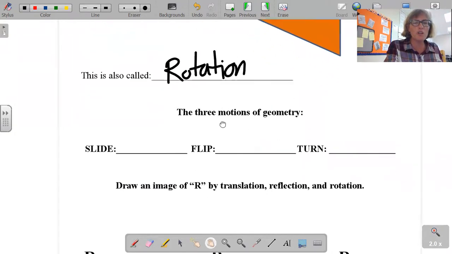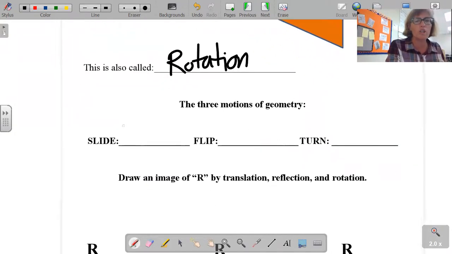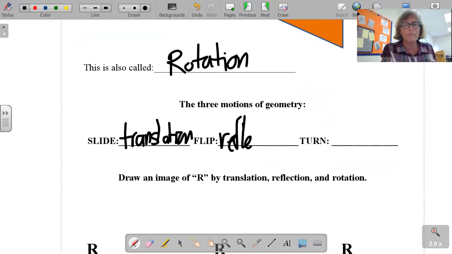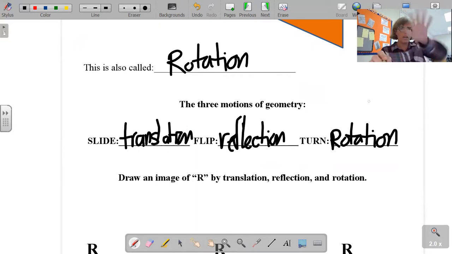So your 3 motions are slide, flip, and turn. They are translation, reflection, like a butterfly, rotation. Slide, flip, turn.